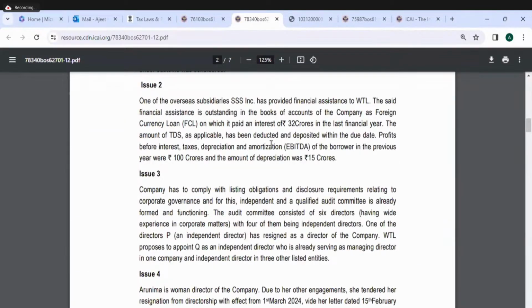So what we require is the interest which the assessee is paying to the non-resident AE and the EBITDA. EBITDA is earning before interest, tax, depreciation and amortization, which is already given as 100 crores. So is the amount of depreciation, 15 crores, relevant? Students, just participate in this: what will be your EBITDA for the purpose of computation for section 94B? Will your EBITDA be considered as 100 crores or 115 crores?